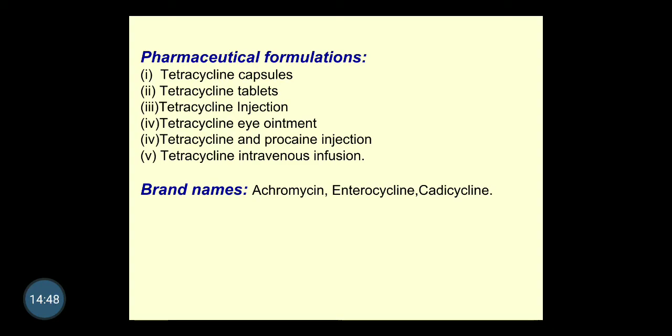So in this way we had seen the two major classes of the non-beta lactam antibiotics. The first one was the aminoglycoside antibiotics, and the next major class is the tetracycline, which is itself a typical prototype example of the tetracycline class. The next non-beta lactam antibiotics we'll see in the next part.